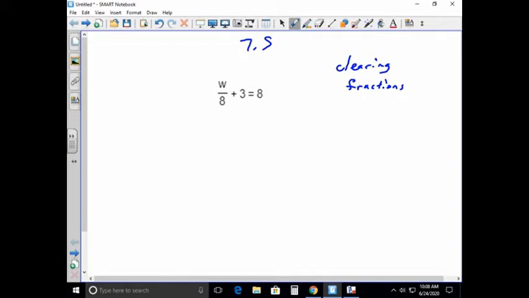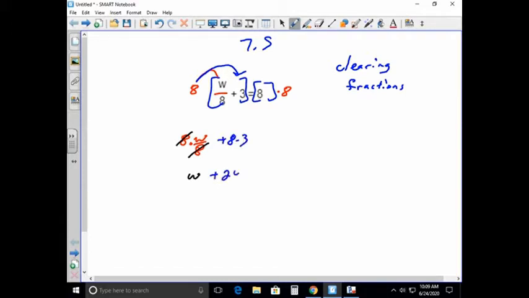So remember, with equations, if we do something to one side, we have to do the same thing to the other side. Also with equations, the opposite of dividing is to multiply. So if we multiply both sides by 8, let's see what's going to happen. If we multiply the first term by 8, 8 times w over 8, the 8 on top, the 8 on bottom cancel, leaving us just w. Then we also have to multiply the second term by 8. 8 times 3. On the right side, we have 8 times 8, which is 64.